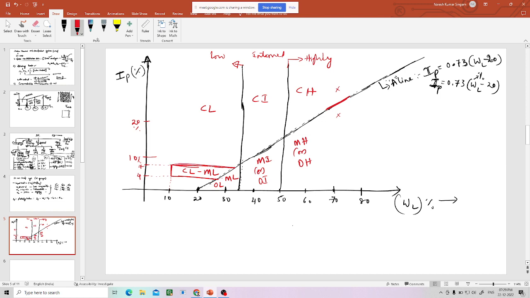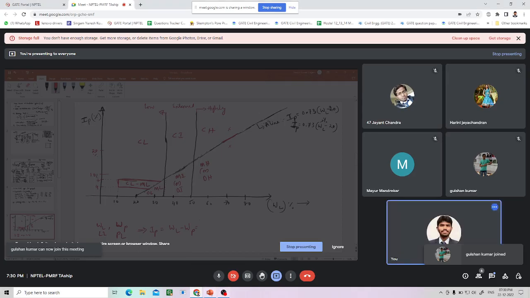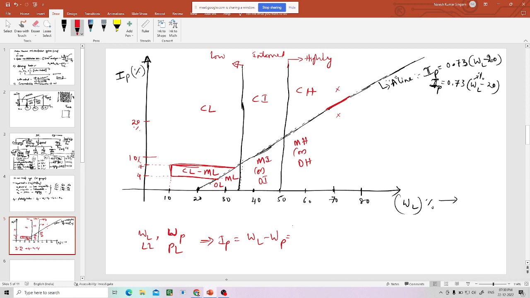How to find out this portion? You will be given WL and WP, that means LL and PL, plastic limit. Then for that clay, you will find out IP first. IP is what? WL minus WP. This is the IP of the clay by using this formula. This is the real plasticity index of that soil.